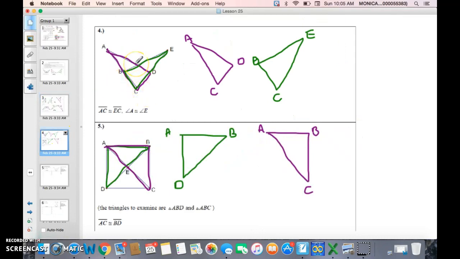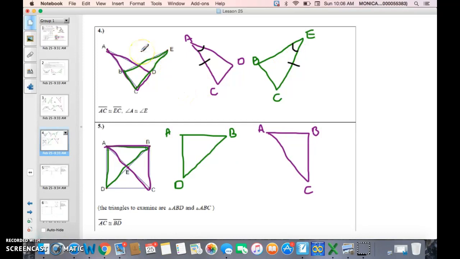Okay, for number 4, again, I labeled my vertices and I pulled my triangles out, and it says that AC is equal to EC, so I'm going to mark that with 1 tick mark. And then angle A is congruent to angle E, so I'm going to mark that with an arc because it's an angle, not a side length.